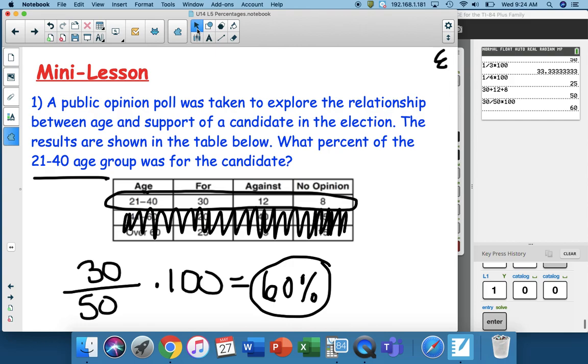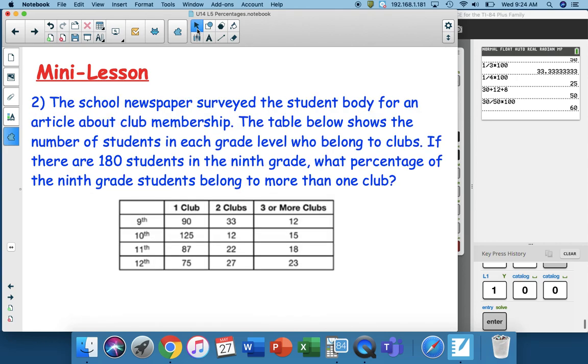Then we said which part were they asking us for? They were asking us for the candidate out of how many, which is the total. 30 plus 12 plus 8 is equal to 50. So that's why we did 30 over 50 times 100. All right, let's go to the next question.